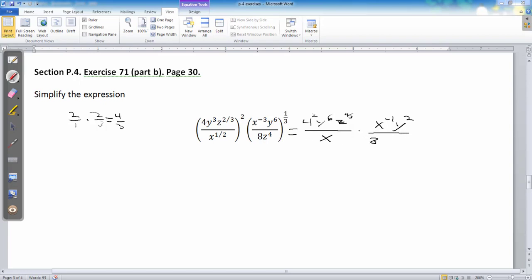8 to the 1/3. And if you multiply a whole number times a fraction, it's just going to multiply into the top, because 4 over 1 times 1 over 3. So that'll just be 4/3. z to the 4/3. First thing I see that I can reduce is the z to the 4/3.